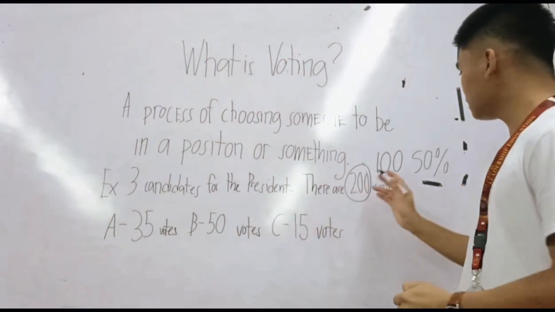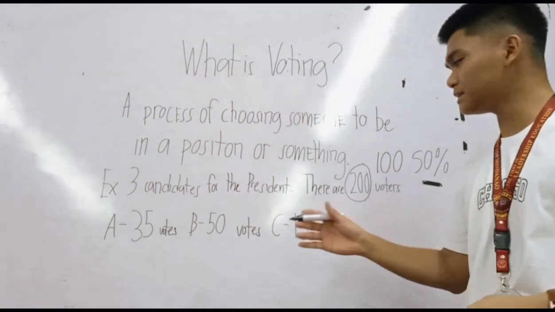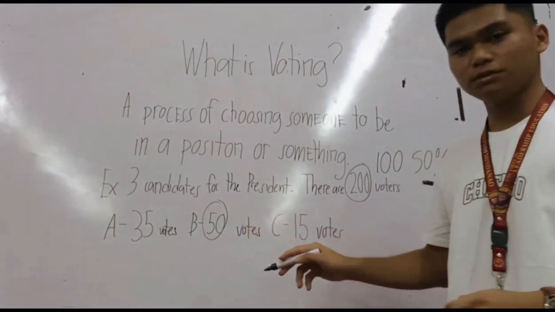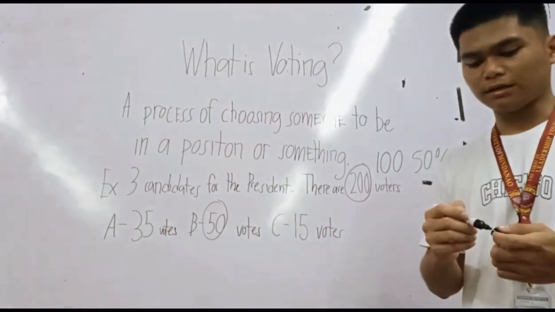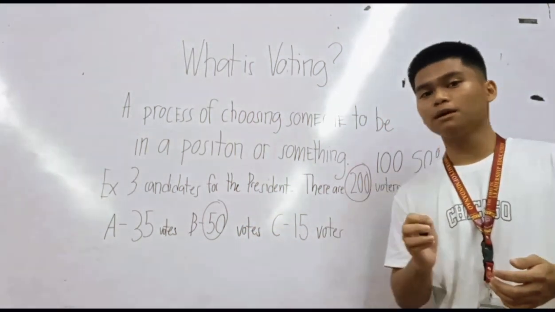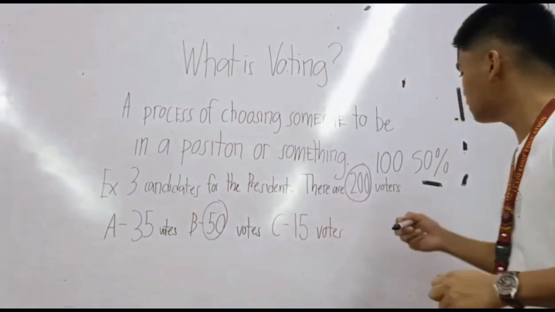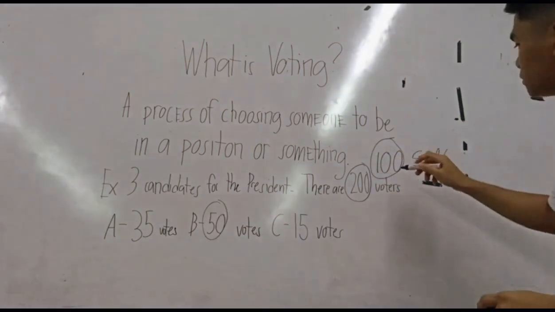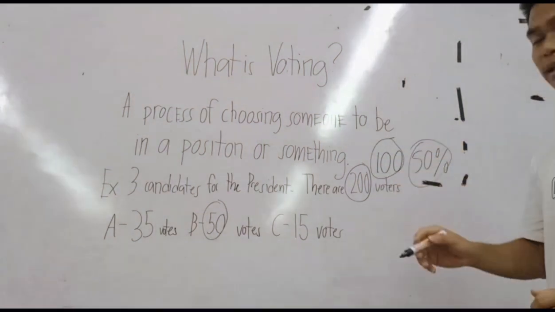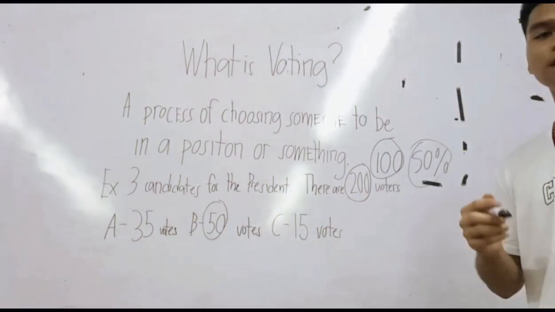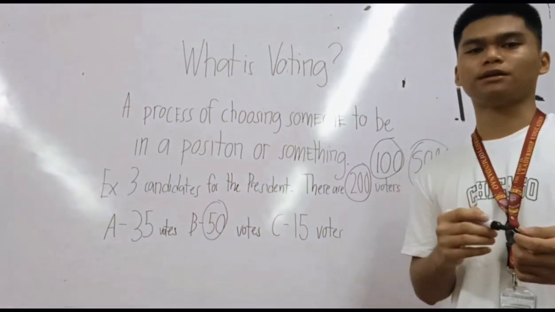Even though the majority of the votes was not achieved by these candidates, the candidate with the highest votes is considered the winner. That's what we call the plurality method of voting. It is what we call common voting. Even though the majority was not achieved, Candidate B got the highest amount of votes, so he is considered the winner.